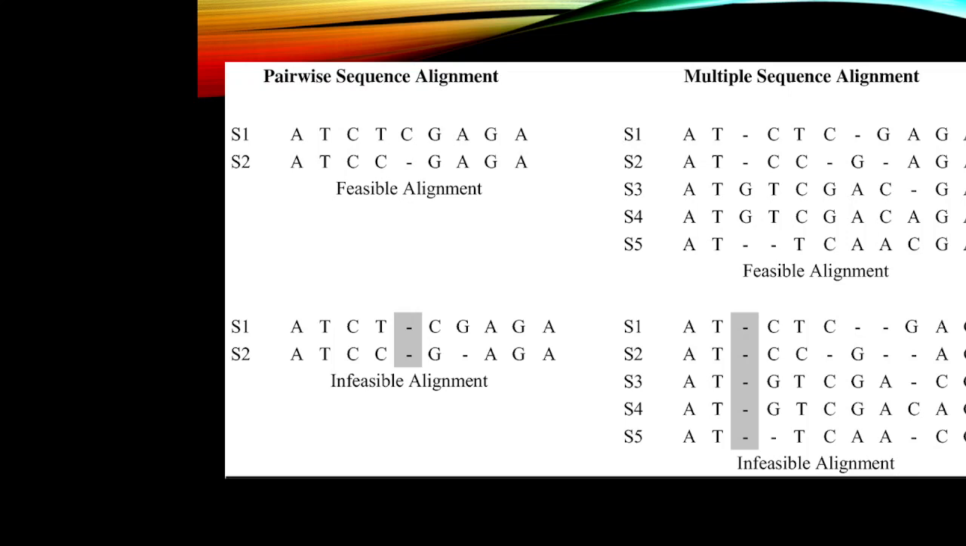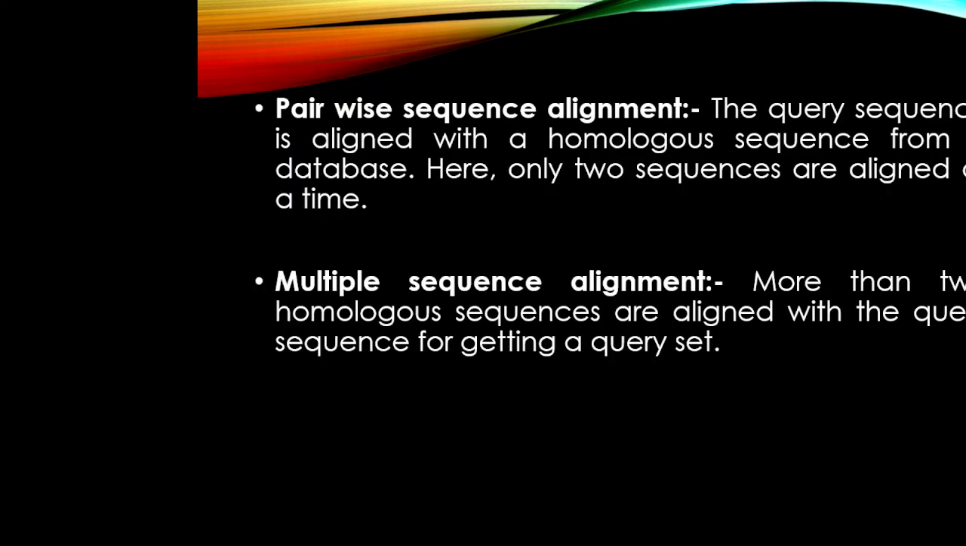The same kind of appearance is also here. You can say that only fewer gaps are here. Whereas here, if you look at that, there are a lot of gaps. So as the gaps are increasing, the feasibility decreases. That is the meaning of feasible alignment and infeasible. So, evolutionarily speaking, an alignment that shows only a minimum number of gaps is always practically or evolutionarily possible.